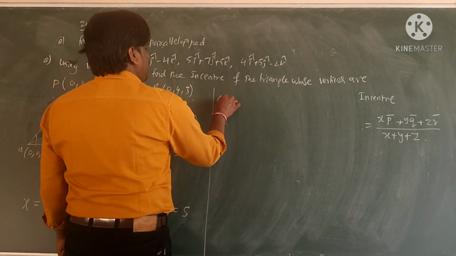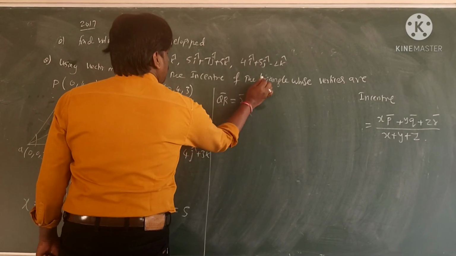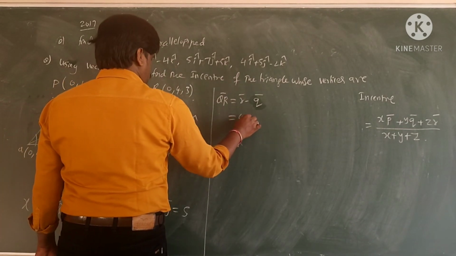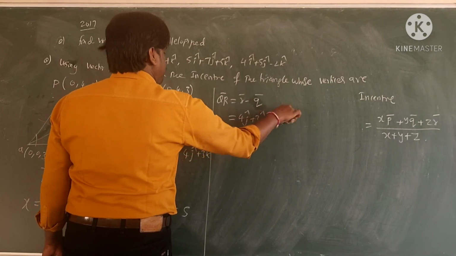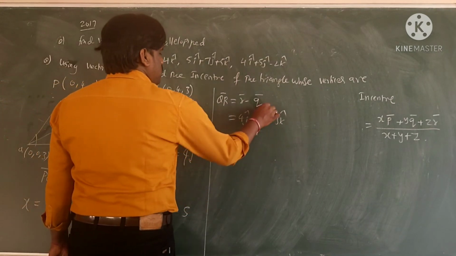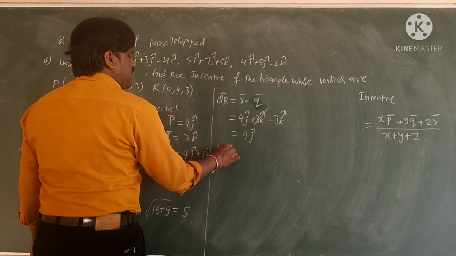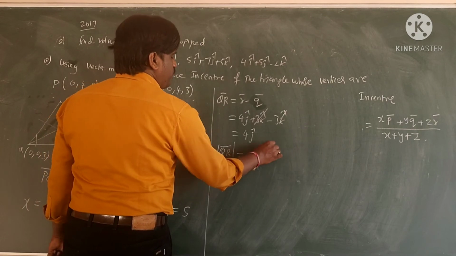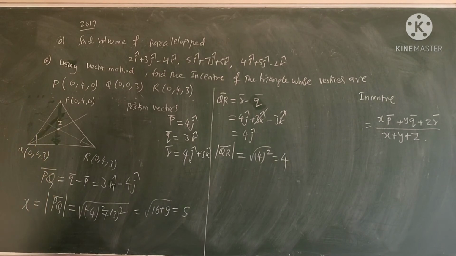QR is equal to what here? QR vector is equal to R vector minus Q vector. What is R vector here? 4j cap plus 3k cap minus 3k cap. So what am I going to get here? This cancels out. I get how much? 4j cap. So magnitude of QR will be how much? QR vector will be under root of 4 square. So I am going to get 4. So QR is equal to 4.